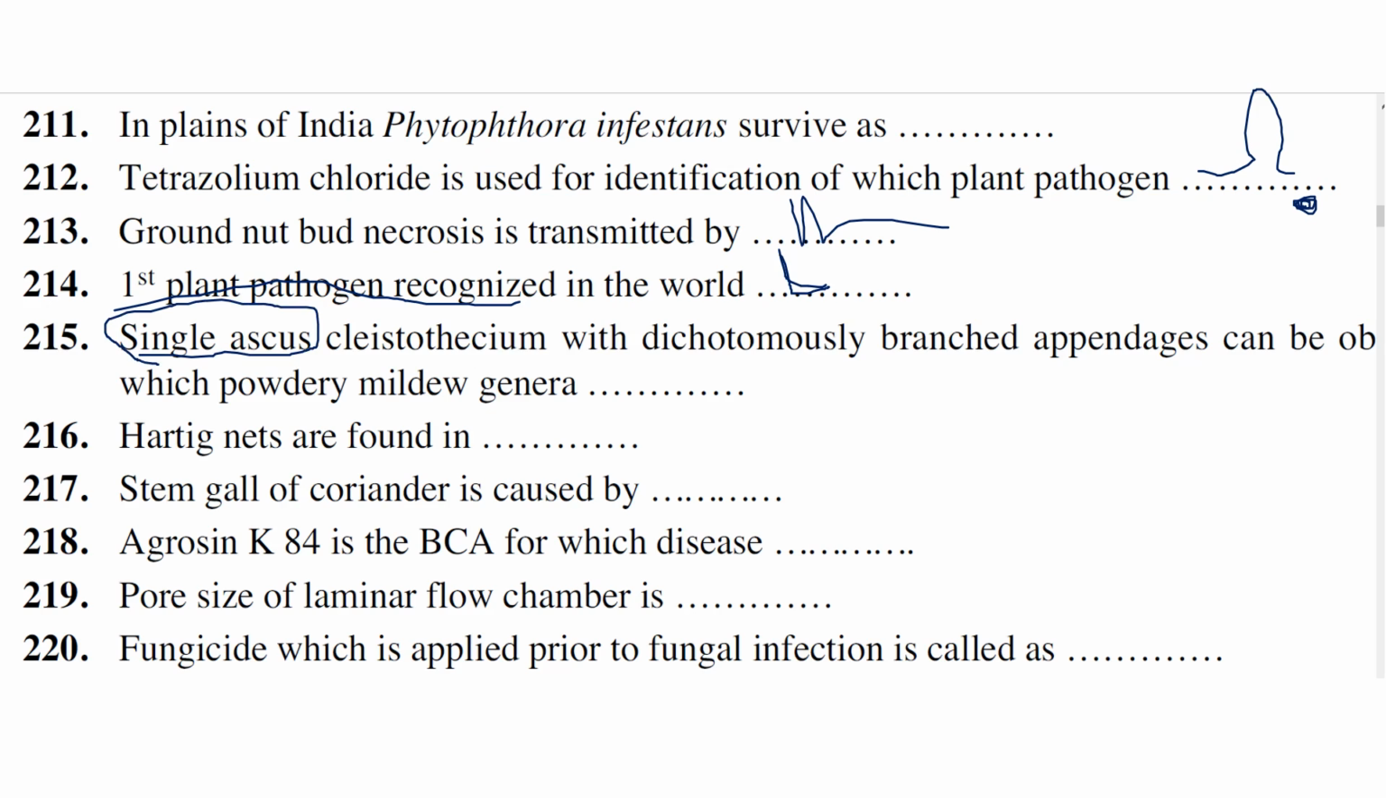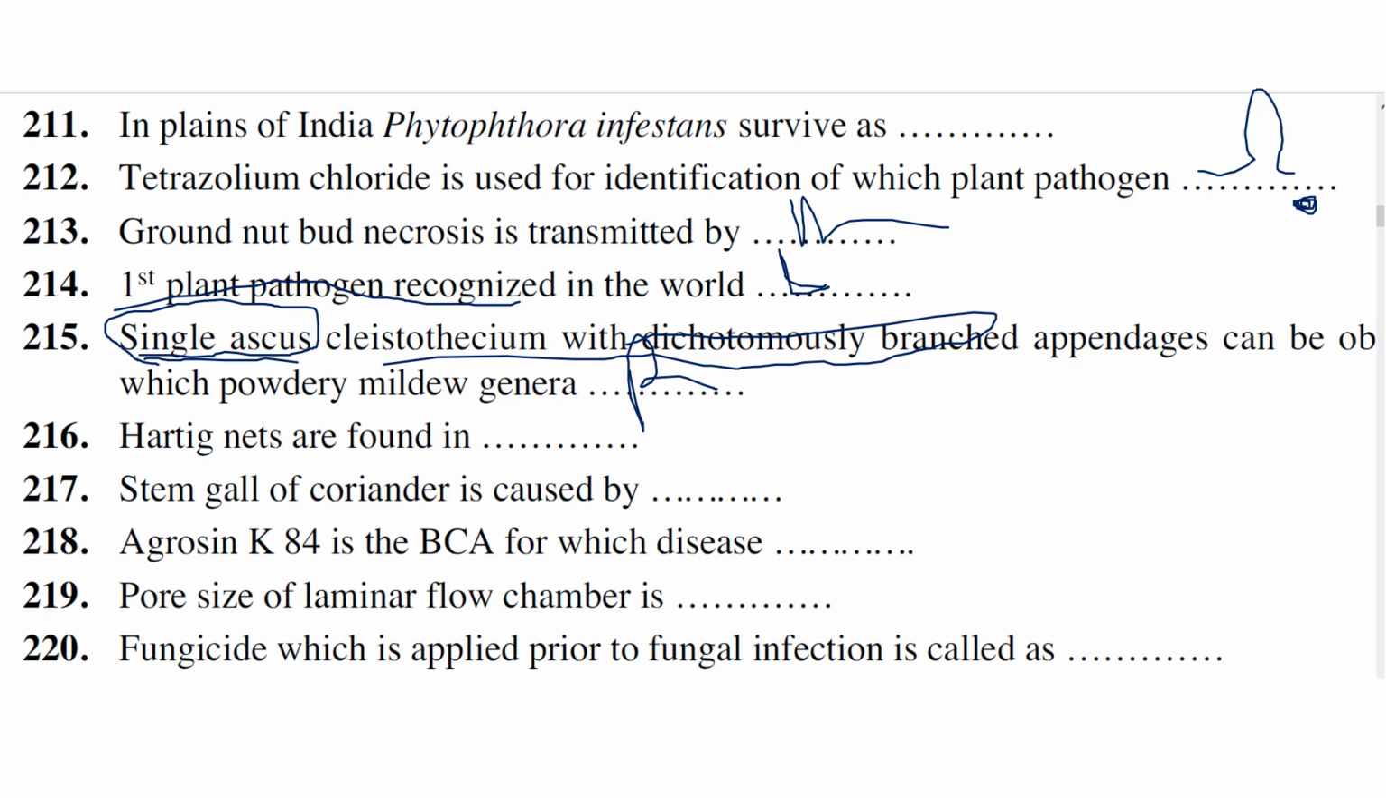First we need to understand whether it is a single ascus or multiple ascus. Okay. It is clear it is a single ascus. The next one is the cleistothecium is dichotomously branched. So dichotomously branched appendages with single ascus is the characteristic feature of Podosphaera. Anyway, don't worry about this, that I will tell you in the next slide. So single ascus with dichotomously branched is a characteristic feature of Podosphaera.